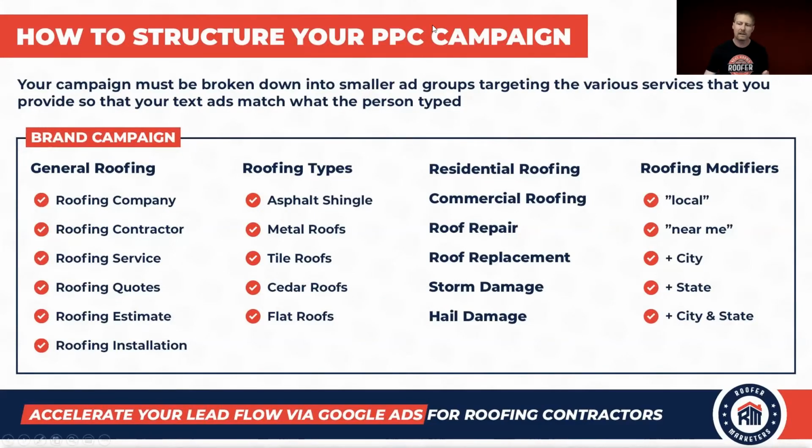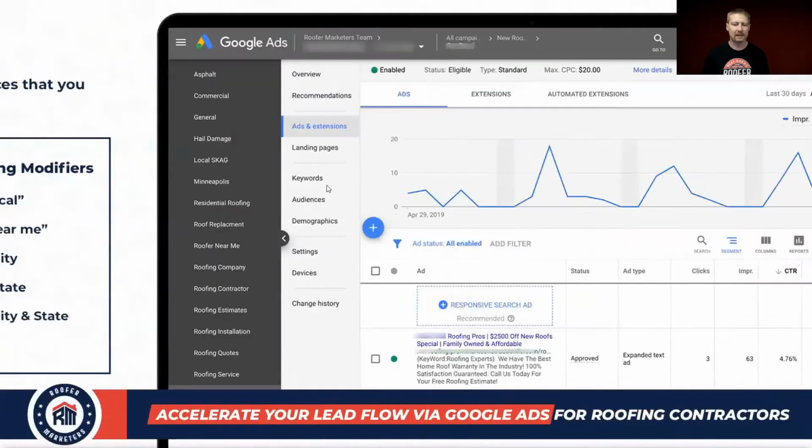Other modifiers that you want to be aware of are local, near me, plus city, plus state. So, roofing contractor, city, state, roofing quotes, near me, a local roofing service, Minneapolis, Minnesota. So all of those modifiers to these main keyword phrases.